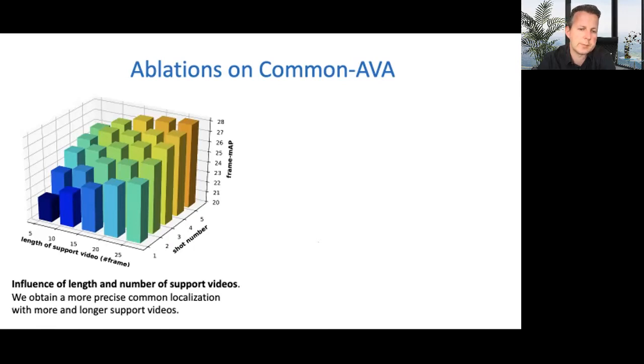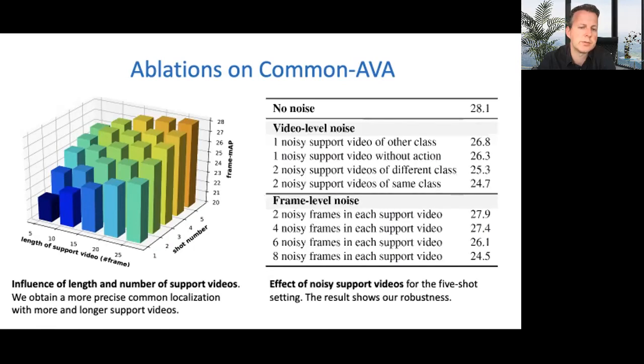Now, that might be an obvious conclusion. So we also looked into what is the influence of noise. So let's say we have, and this is evaluated for the 5-shot setting, no noise, so all the 5 support videos contain indeed a common activity, then we can get a frame level MAP of 28.1 on Common AVA.